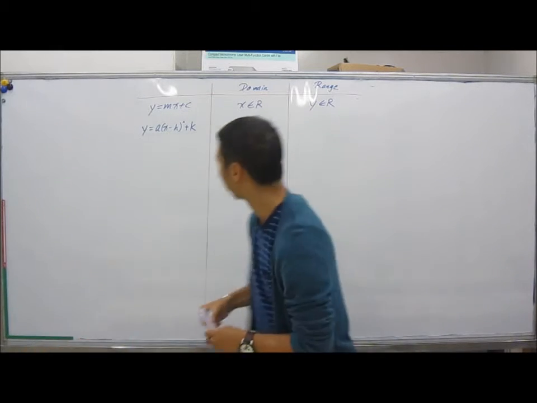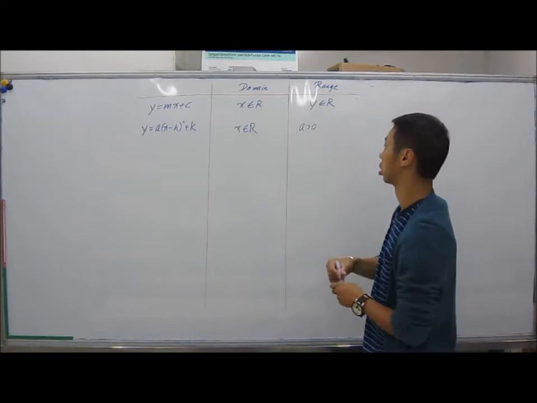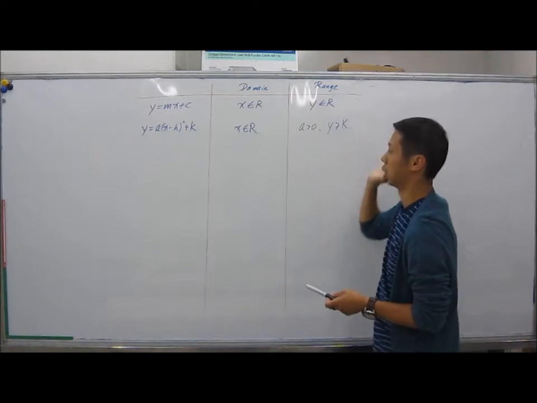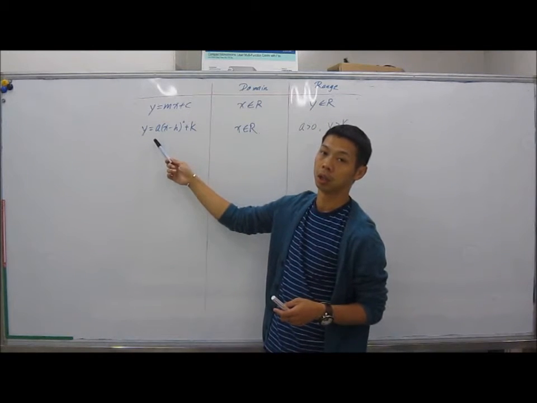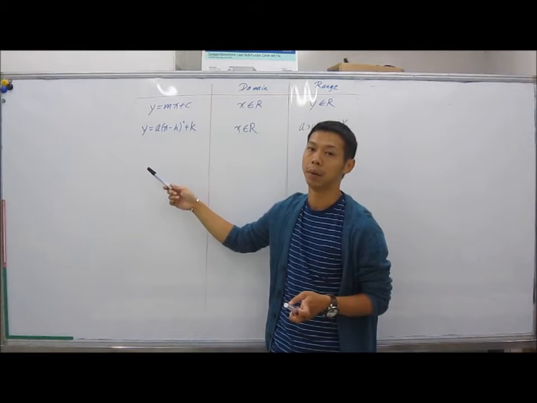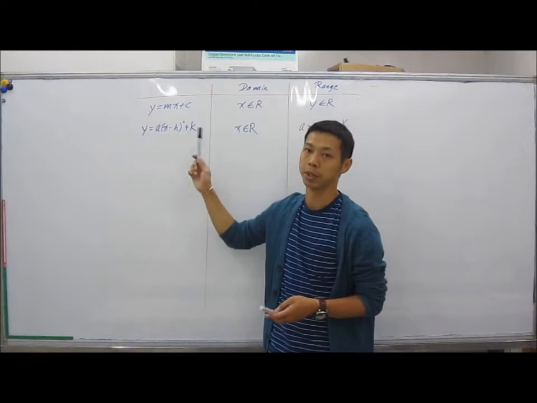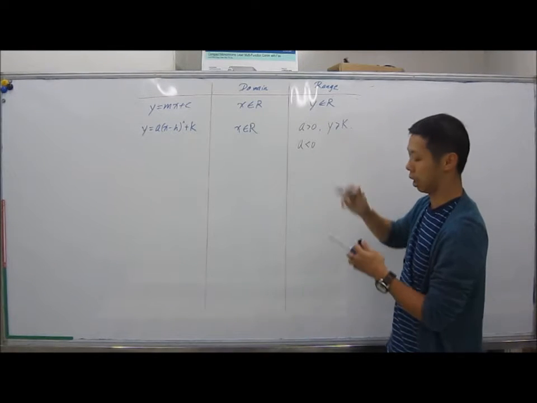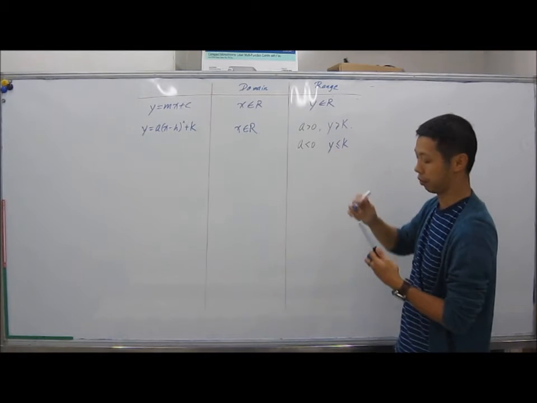That means the y will be at smallest the number k, that means greater than or equal to k. So when a is greater than 0, our range will be greater than or equal to k. On the other hand, if a is negative, then the whole expression will have a maximum value. That means the maximum one is k, and all the other y's will be smaller than k, such that y is smaller than or equal to k. We have these two.